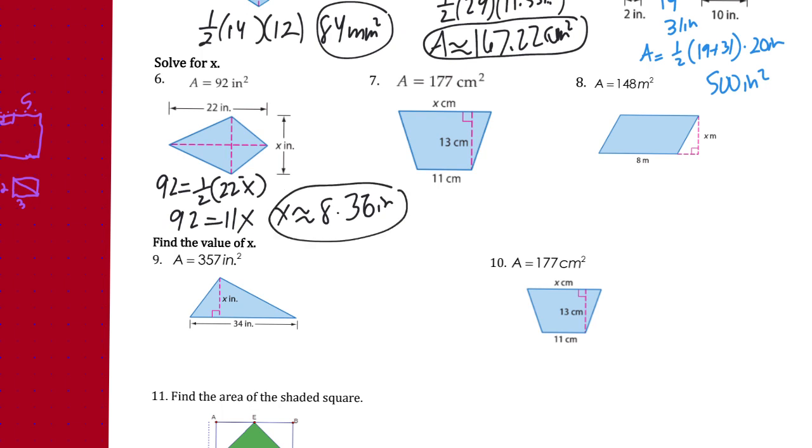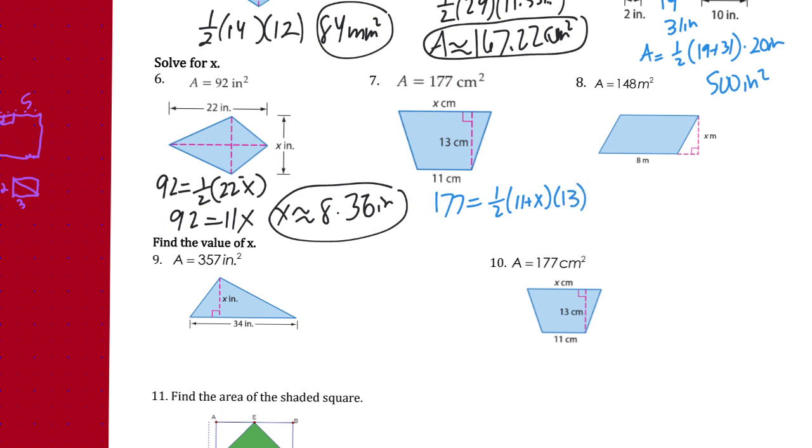Okay. The next one says, hey, I see a trapezoid, and I'm missing one of the bases. So the formula for the trapezoid is, the area of the shape is equal to 1/2. We have to do base 1 plus base 2. So we have 11 plus x. And then we've got to times the height.